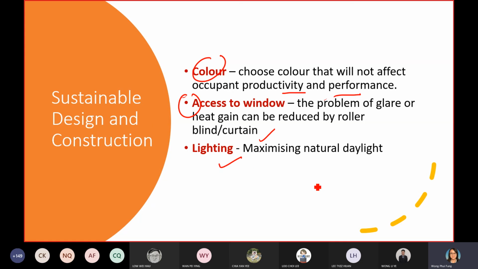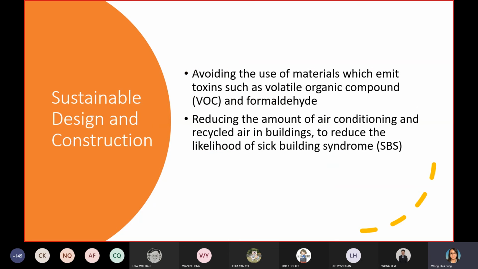Okay, lighting: maximize natural daylight. As I said just now, when we can maximize the natural daylight, you don't need to have artificial light. Natural daylight is always better than artificial light. Okay, and avoid using substances or materials that will emit toxics, such as volatile organic compounds, VOC, that always come from paint.